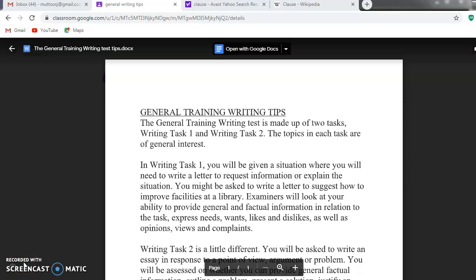Hello all. Let us see about the general training writing tips in IELTS. The general training writing test is made up of two tasks, writing task 1 and writing task 2. The topics in each task are of general interest.